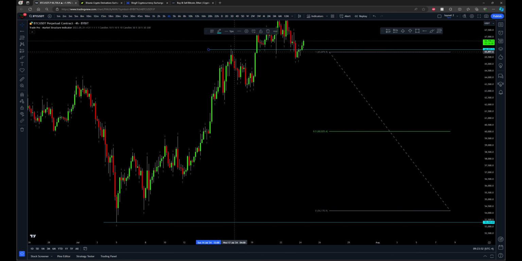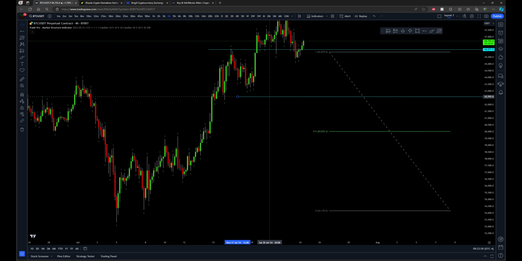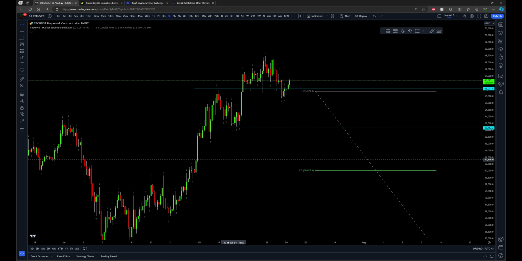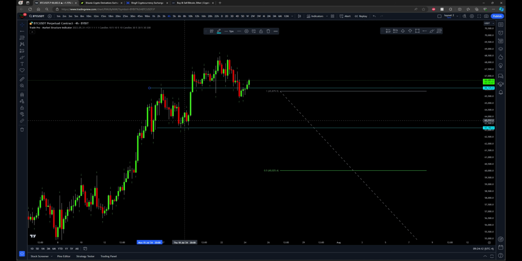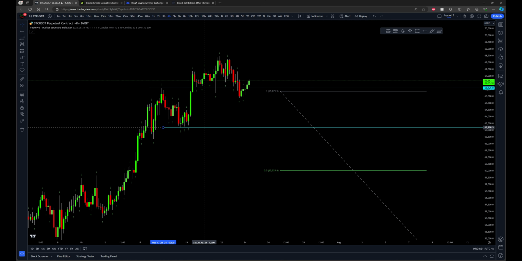We go up, get a more complex pullback. So we have a new structure that we can put in, right? Once this breaks to the upside, and we saw that we got a little bit more of a complex pullback here with the multiple short-term swing highs and lows strung together in one pullback, right? Right here. Swing high, short-term swing low, short-term swing high, short-term swing low, over and over again. And then we break it to the upside.